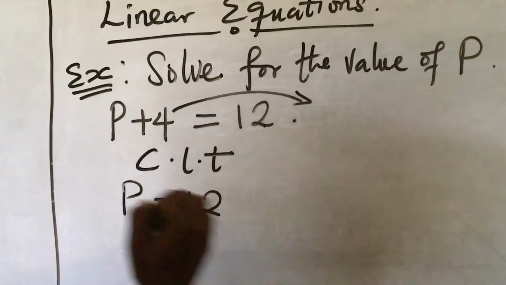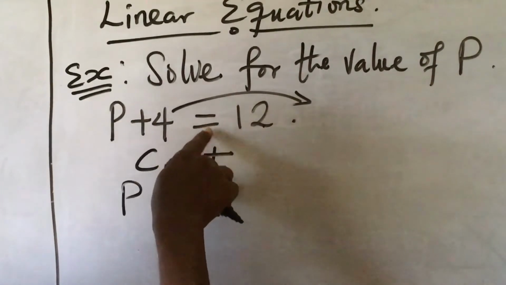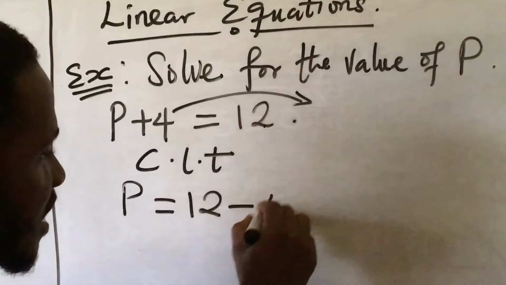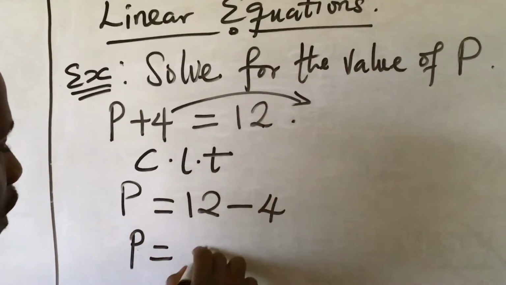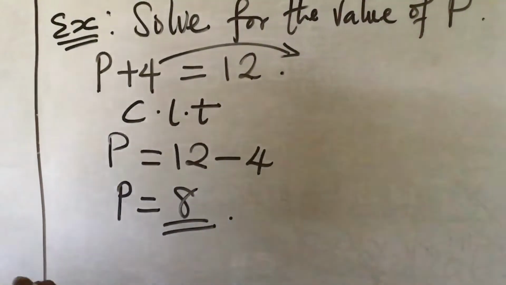Then we have 12. This is plus 4. When the positive is crossing over the equality sign, what does it become? Alright, correct. So it becomes minus 4. There I have p equals to 12 minus 4, and that gives me 8. So our final answer is 8.